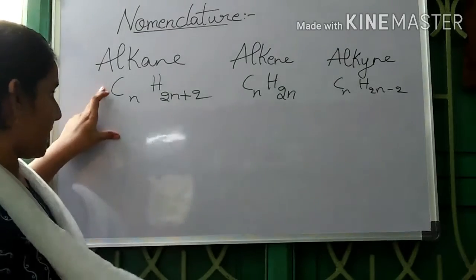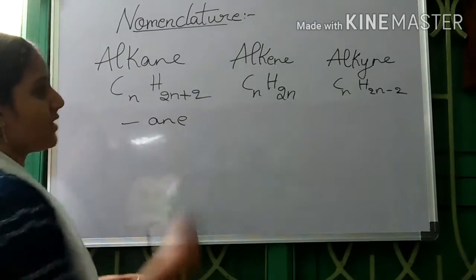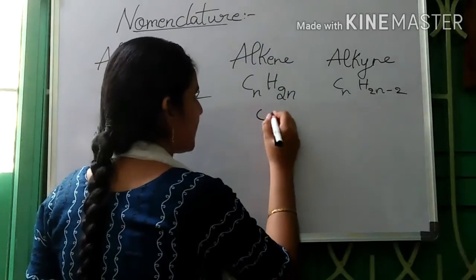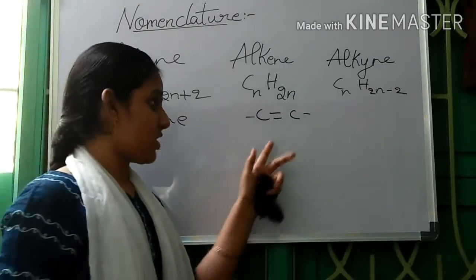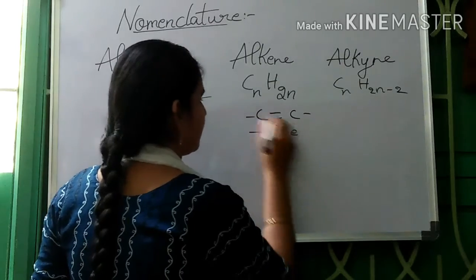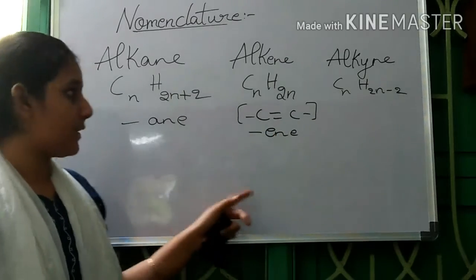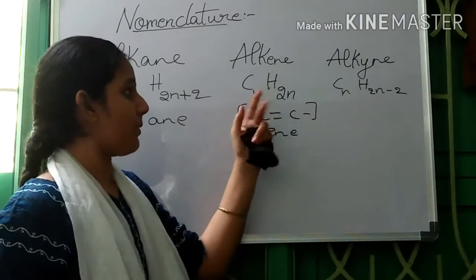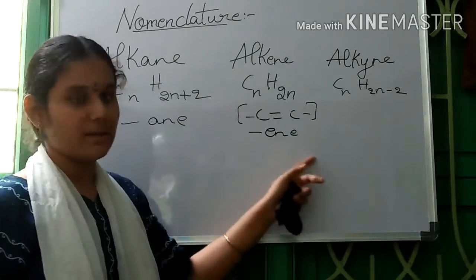If the carbon chain is an alkane, the suffix would be ane. If the carbon chain contains a double bond, that is C double bond C, then the suffix would be ene. If the double bond is present in the carbon chain, it denotes an alkene and it follows the general formula CnH2n, and the suffix that must be given is ene.